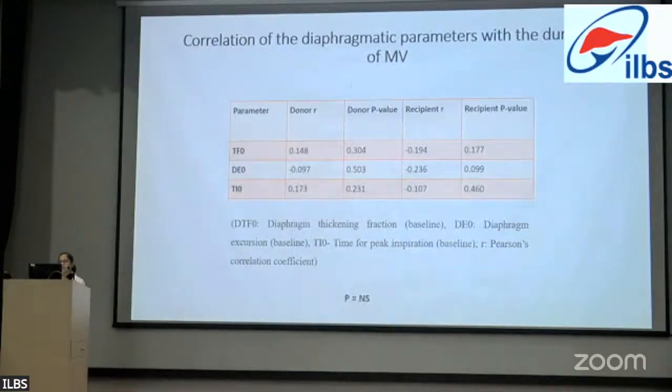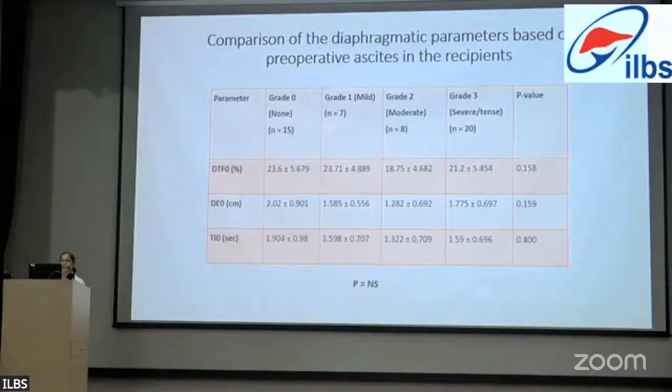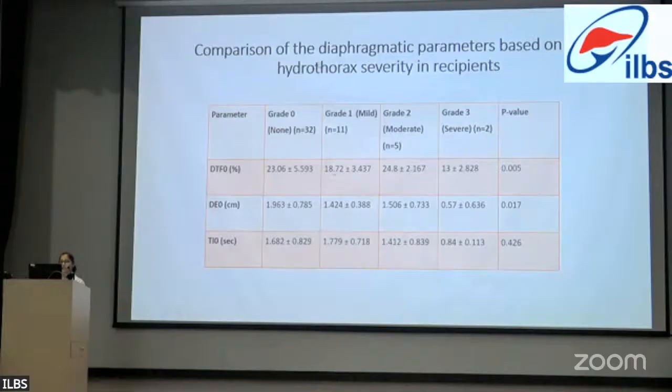So this is a diagram showing the correlation between the diaphragmatic parameters and the duration of mechanical ventilation. We found no significant correlation with it. And on comparison of diaphragmatic parameters based on the preoperative SITs, all these parameters were not found to be statistically significant.